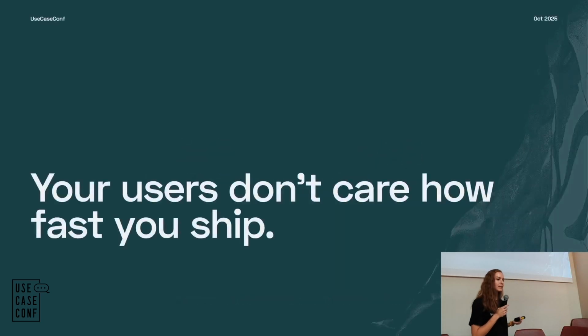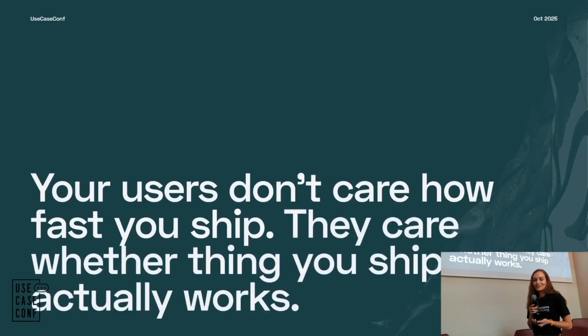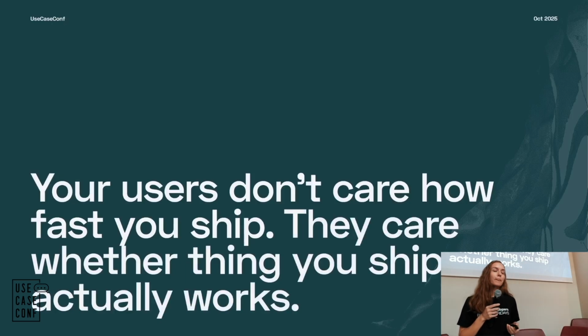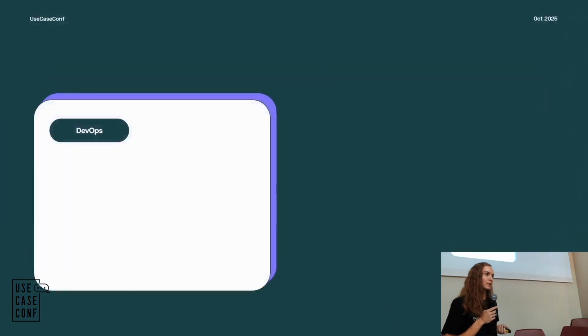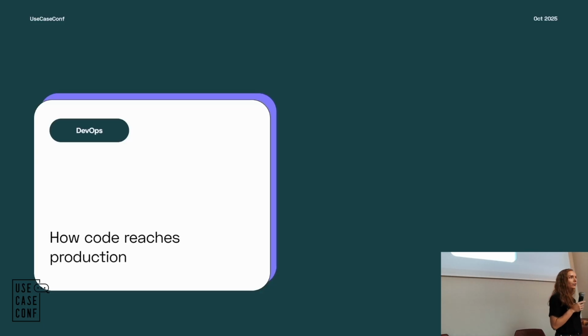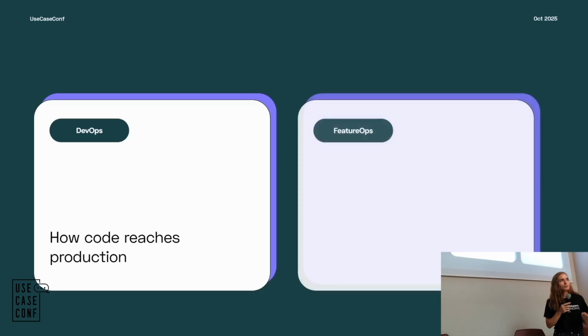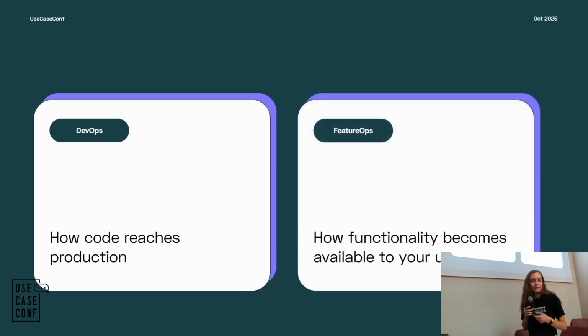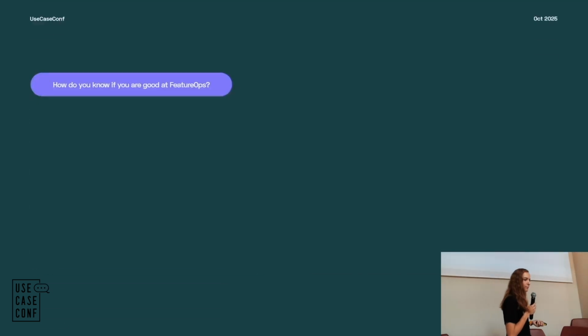And for me, the important part here is that your users don't care how fast you ship. They just care whether the stuff that you ship actually works or not. And this is where FeatureOps comes into the picture, because if DevOps defines how your code reaches production, then FeatureOps defines how your functionality becomes available to your users. And that's a very different thing.